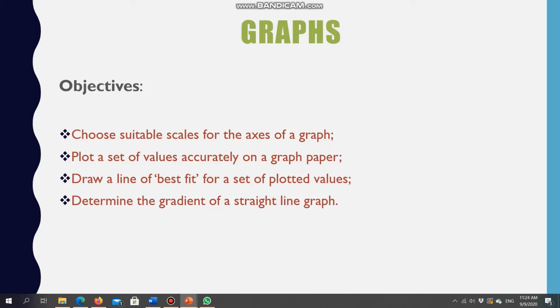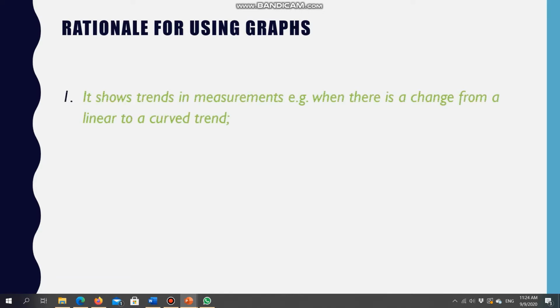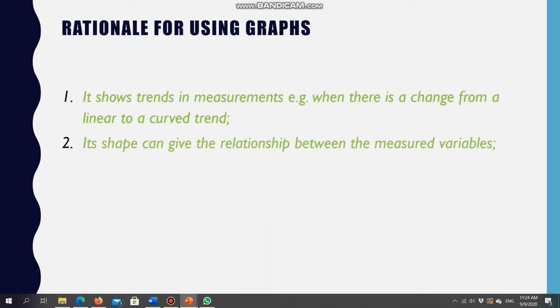Before we look at an actual graph, let's look at the rationale for using graphs. Firstly, a graph can show trends in measurements. Example, when there is a change from a linear to a curved trend. Secondly, its shape can give the relationship between two measured values. For example, is it a directly proportional relationship, or is it an inversely proportional relationship? Thirdly, graphs can be extrapolated in any direction to predict results.